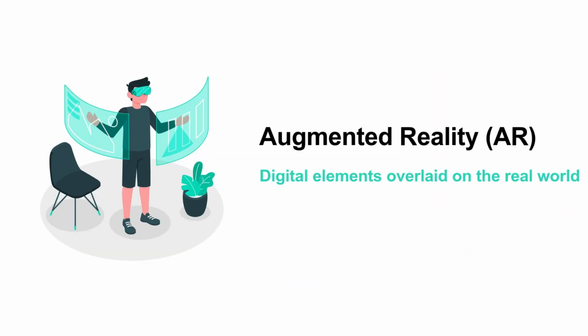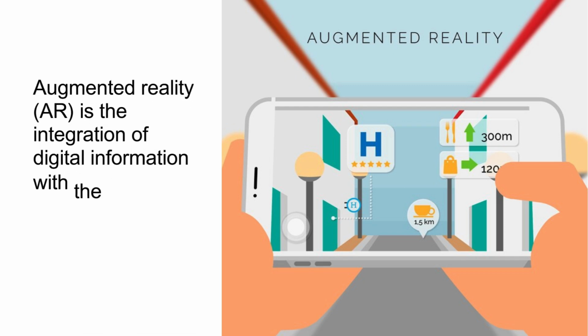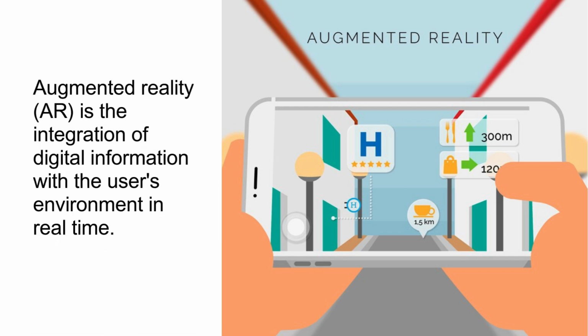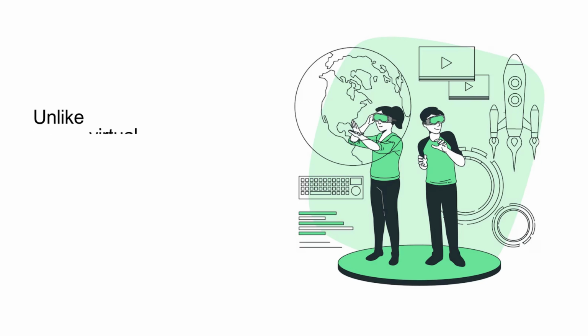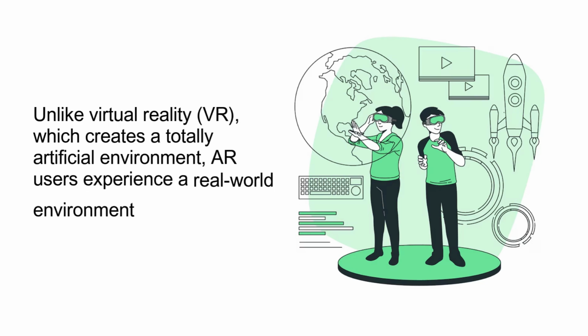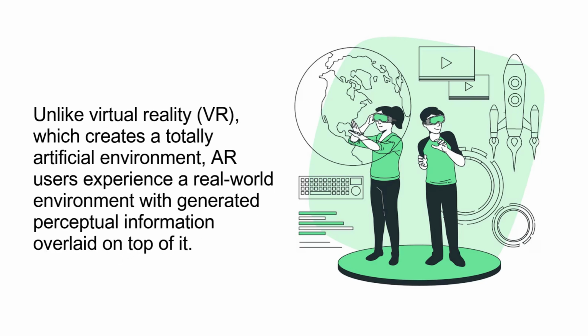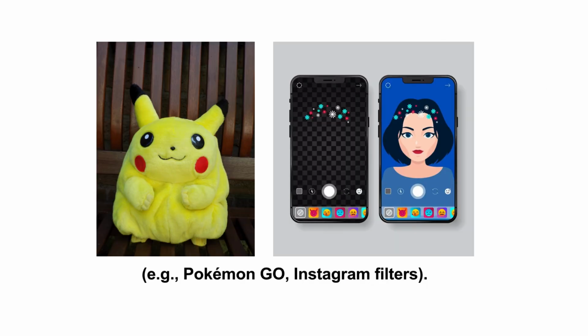Augmented reality. Augmented reality is the integration of digital information with the user's environment in real time. Unlike virtual reality, which creates a totally artificial environment, AR users experience a real-world environment with generated perceptual information overlaid on top of it. Examples are Pokemon Go and Instagram filters.